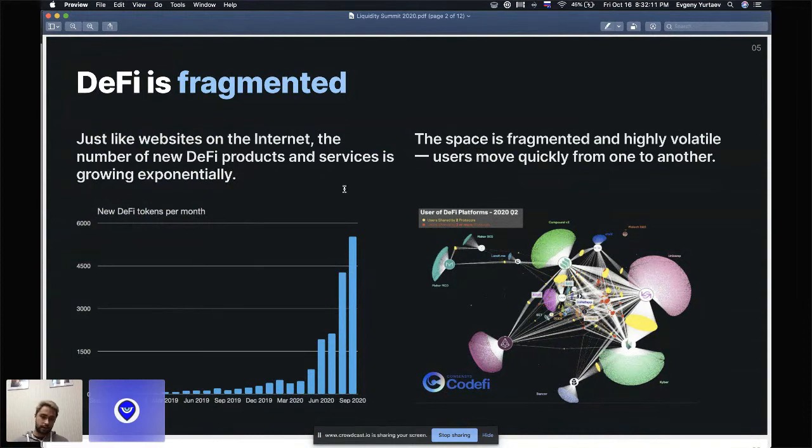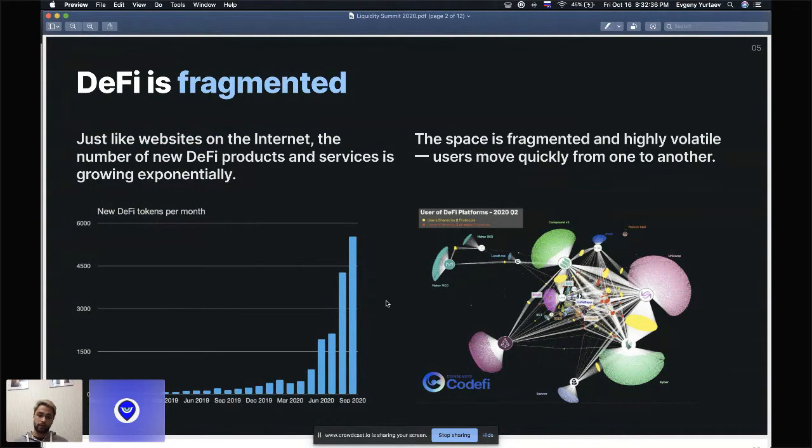On the left here, you can see this is the graph showing the number of new DeFi tokens that were created per month. That includes different ERC20s, and mainly this includes the derivatives. A lot of them are coming from Uniswap, of course, but you can see that this growth was exponential. And as a normal user of DeFi, it's impossible to keep up with all the growth.